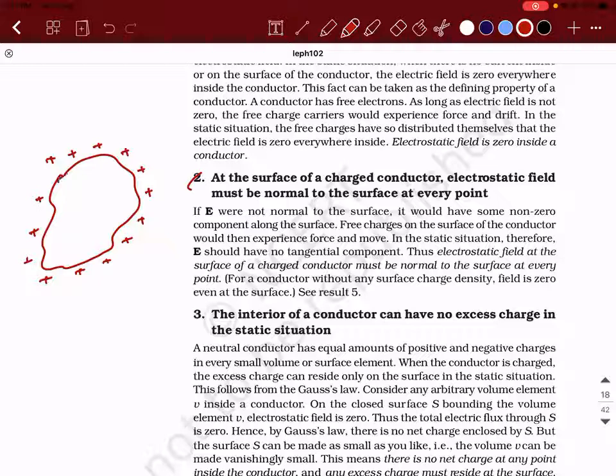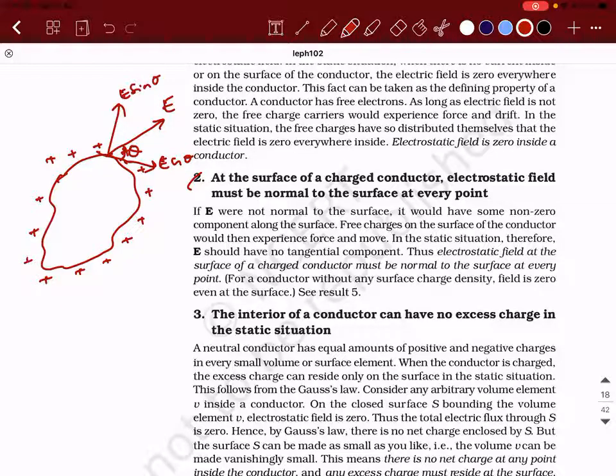Now, if I take a tangent at a particular point, let's assume that the electric field is not perpendicular. I'm assuming that the electric field at a given point is inclined at an angle theta with respect to the tangent at that point. Then this electric field can be resolved into two components. What are the two components? E cos theta and E sin theta.